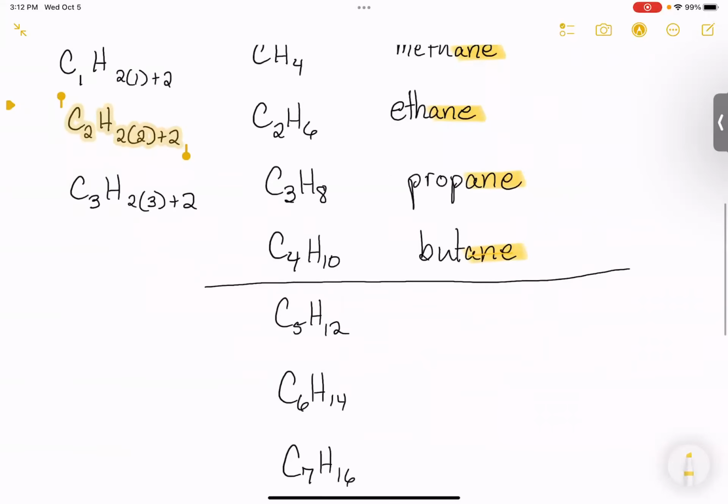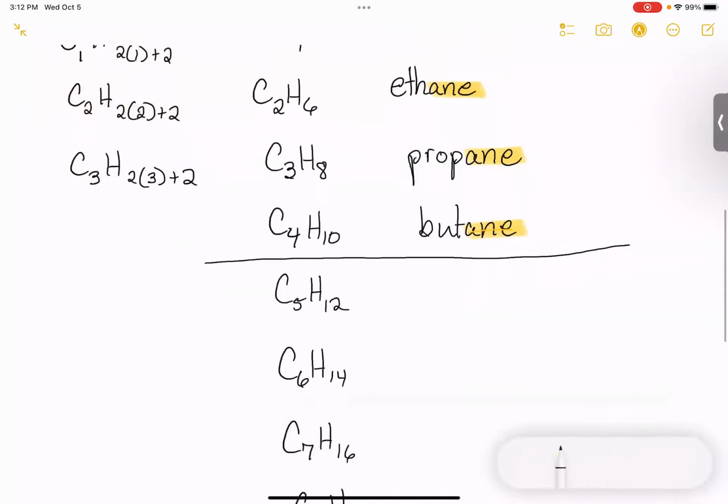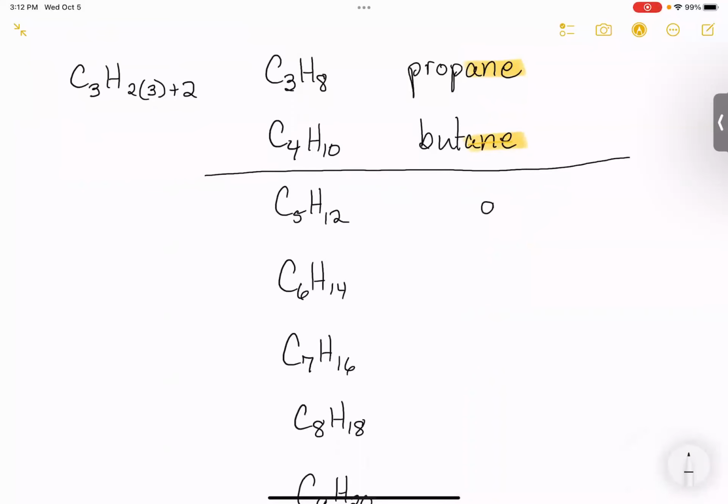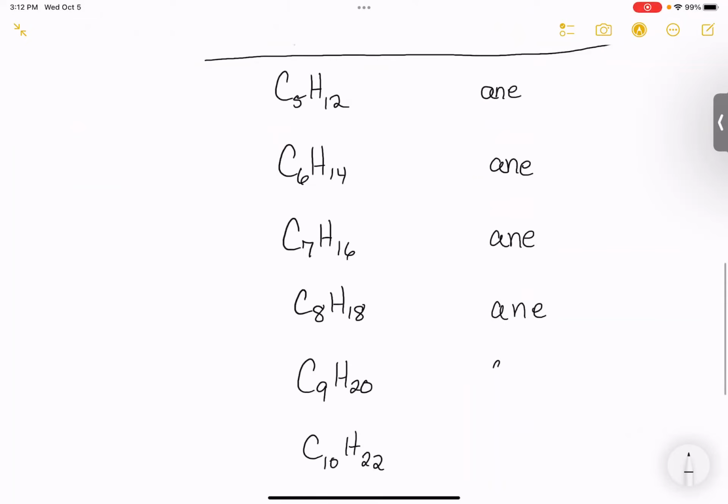Now, that trend of -ane is going to continue, folks. All alkanes end in -ane.